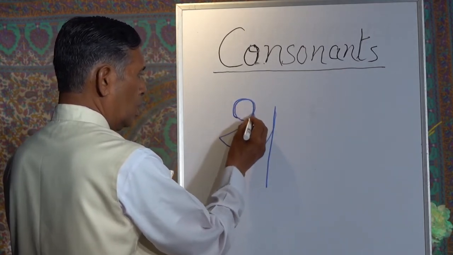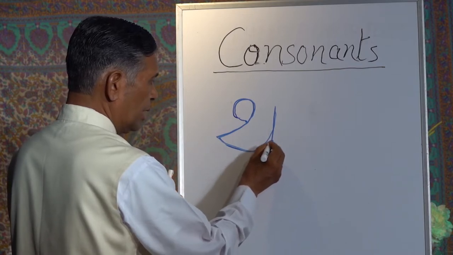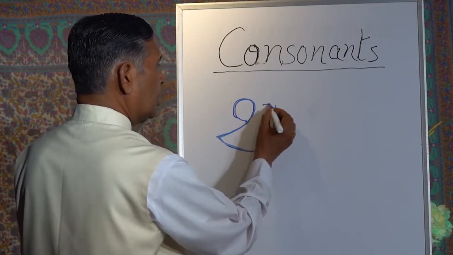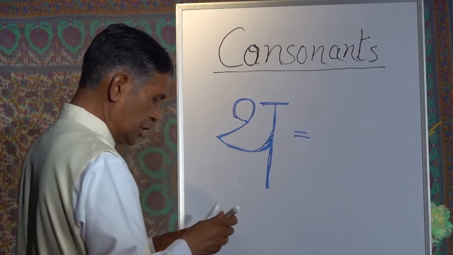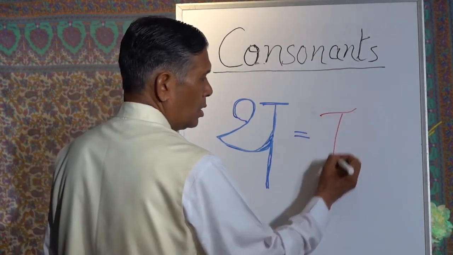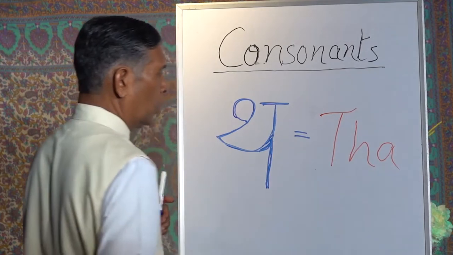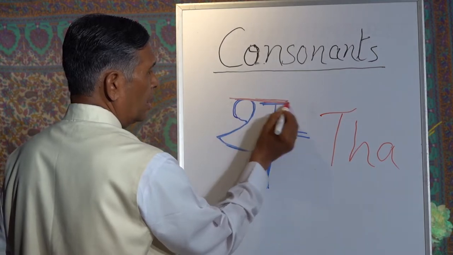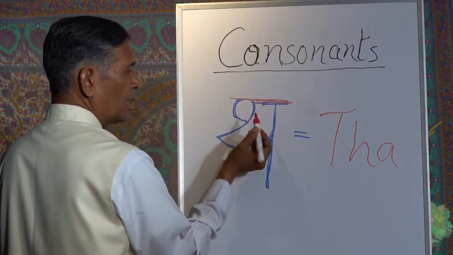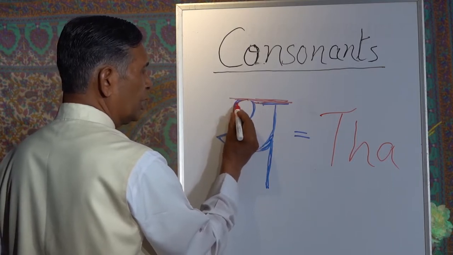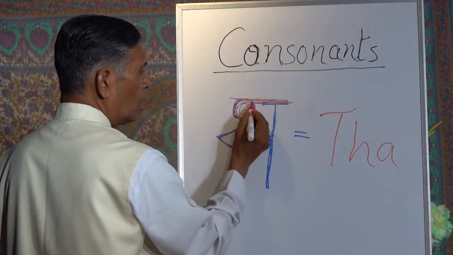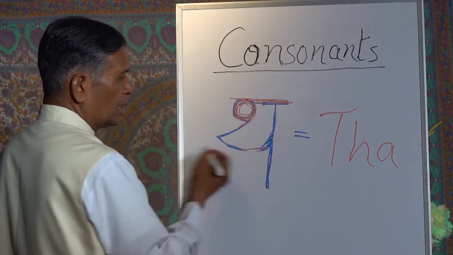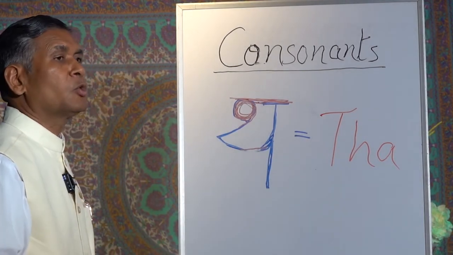Make here round, come here, go up, come down. Okay? So, this is the THA. Here you can make it in one line, and you can keep here. Doesn't matter, but it should be round there. You can bold also, but it should be clear. Then you can understand this is the letter tha. To speak this one, tha.